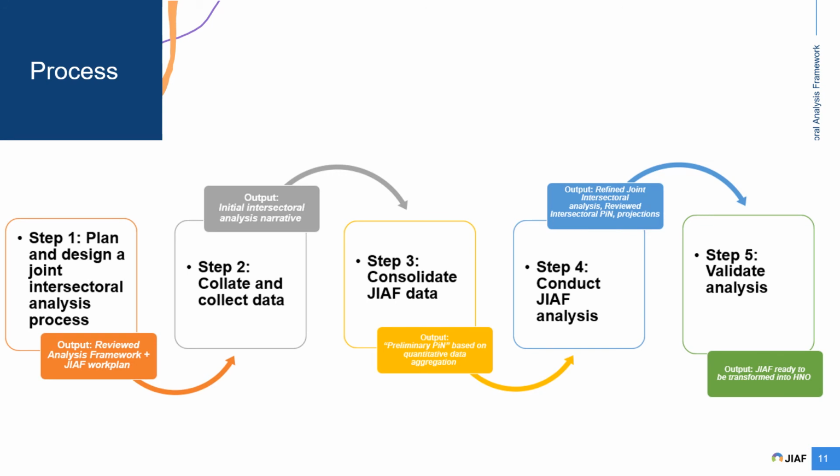Step 4 is where the JIAF analysis happens. This is where one revisits the initial intersectoral narrative and where it's being refined. This is where the PIN estimates that have been produced are being discussed and refined, and this is also where one attempts to do projections, looking ahead at how the situation is going to evolve for the time which the plan or the response one tries to inform spans.